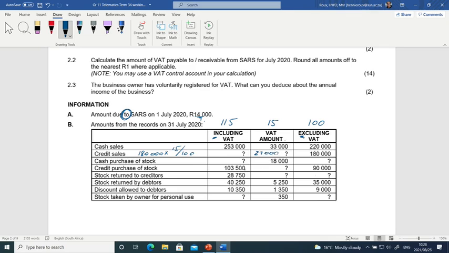Here they gave us including and excluding, so we can just calculate the difference between these two, and that will give us the VAT of 13,500. And in this one, we've got the including amount. So the amount 28,750 times 15 over 115 is what we want to calculate. What do we have? We have the 115. So that will be 3,750. So there we have our VAT amounts.